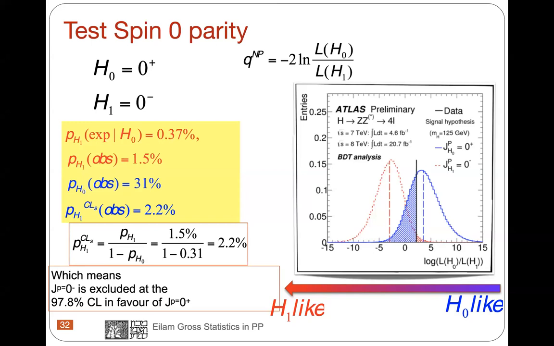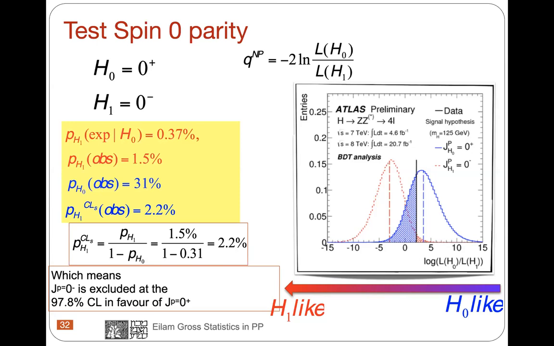Okay, so suppose that my signal is very, very small. So S plus B is about B. I want to show you the problem, why they invented the CLS. Suppose I made some observation and the p-value for the S plus B hypothesis is 1%. Now, since the background is very much like S plus B, the p-value for B only will be 99% because the two distributions will sit one on top of the other.